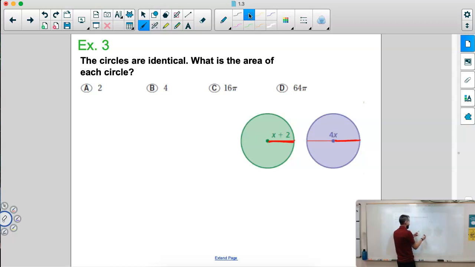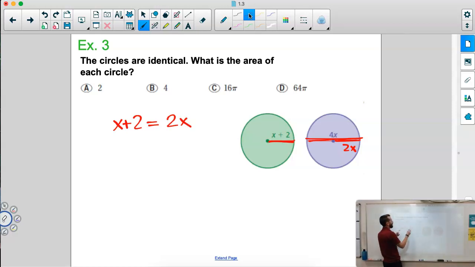So on this one, it's x plus 2, and we're going to say that's equal to the radius of this one. Now they gave us the diameter all the way across. The radius is exactly half of that. It's halfway across the circle. So I would set these two equal. And that will allow me, if I'm careful, to subtract x from both sides. And I'll get x equals 2.